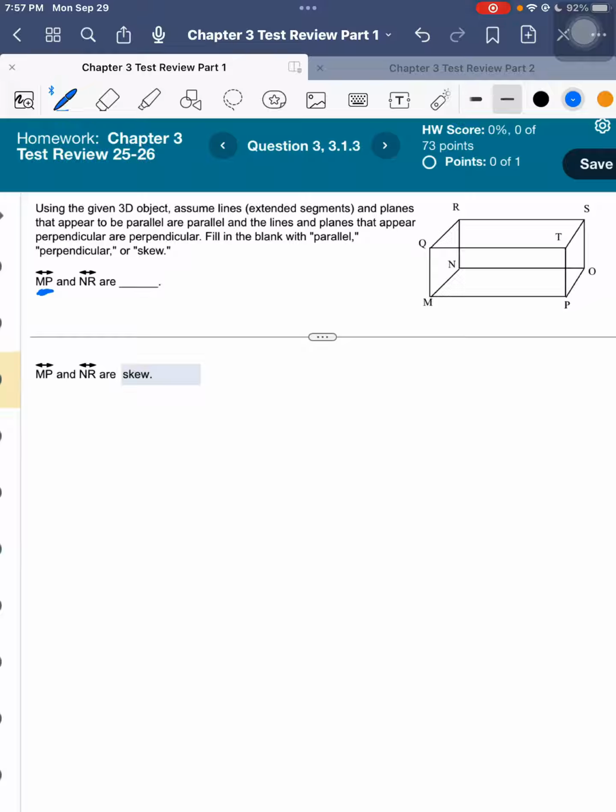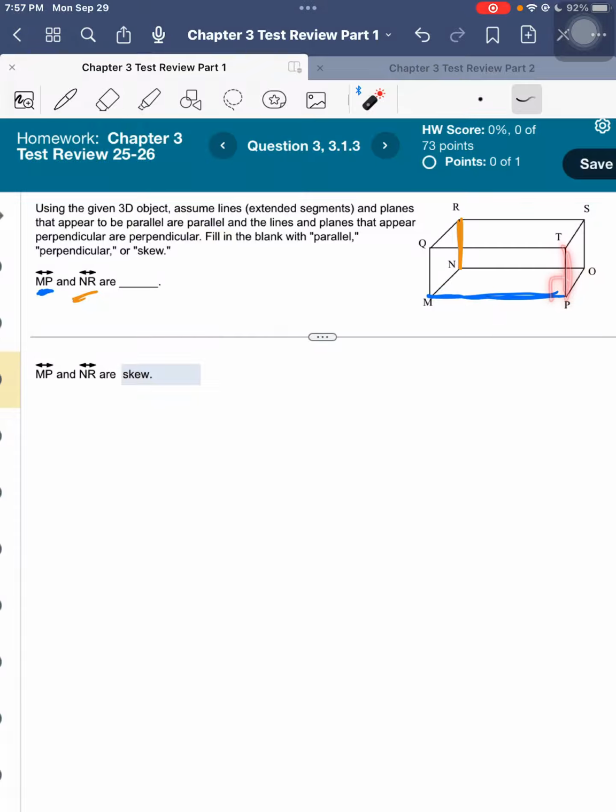So let's look over here. Once again, lines MP. So let's do MP. MP's right here. And NR, where's NR? Right here on the back. I can clearly see that these two lines will not intersect. They're obviously not parallel, and they're not perpendicular.